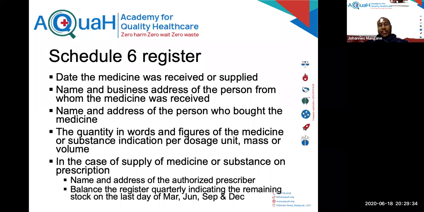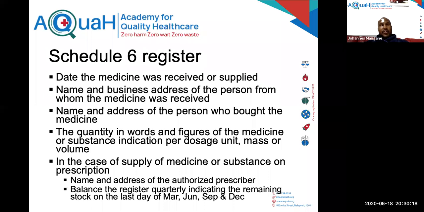And the quantity, obviously, of the Schedule 6 medication that you have ordered. That needs to be written in both words and figures, and indicate the dose per unit. In this case, the dose per unit will be milligrams per mils if it's syrups, and if it's tablets, it's just milligrams. You need to indicate that and the total quantity that you have ordered. In the case of supply of such medicines or substances on a prescription, obviously the name and the address of the authorized prescriber needs to appear on the prescription.